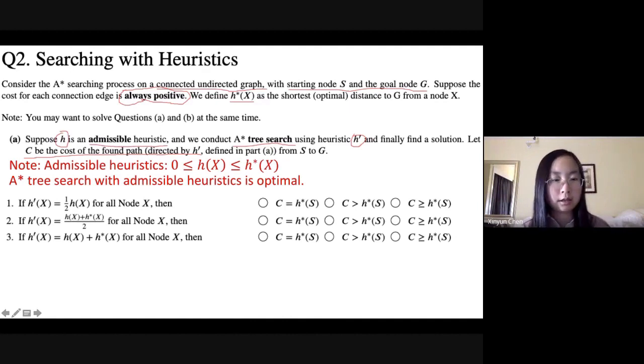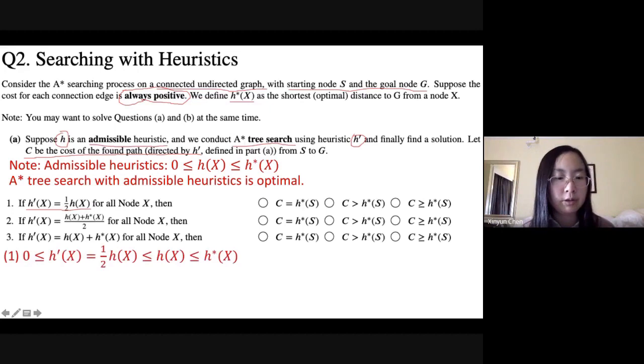Okay, then let's see these subproblems. Firstly, we want to see when we have these new H primes, whether they are still admissible heuristics. For the first one, when H prime is half of H, this answer may be pretty easy to understand, because when it is half of H, it is no greater than H, and we also know that H is no greater than H star, so this H prime is still an admissible heuristic.